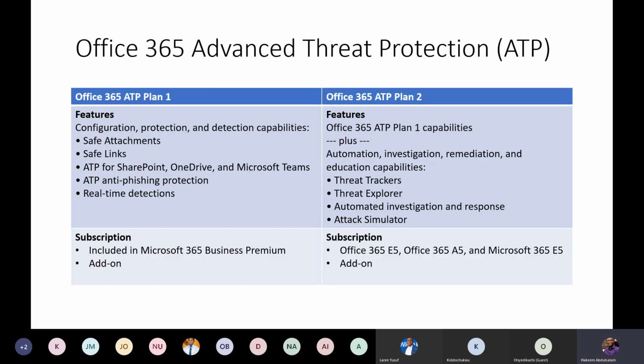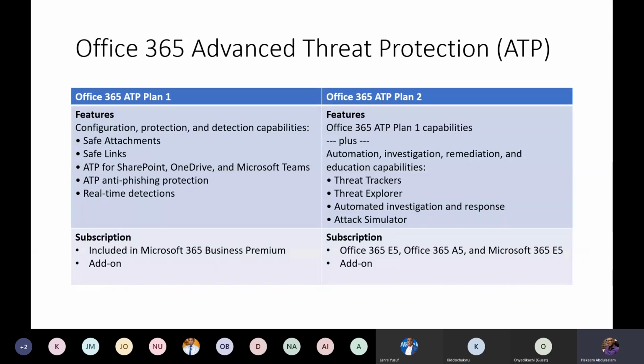Now I'm going to Office 365 Advanced Threat Protection. It comes in two flavors, Plan 1 and Plan 2. Basically what it gives you is protection and detection capabilities in the form of Safe Attachments. Safe Attachments protects end users from malicious attachments. It scans those attachments before they get to the end user.